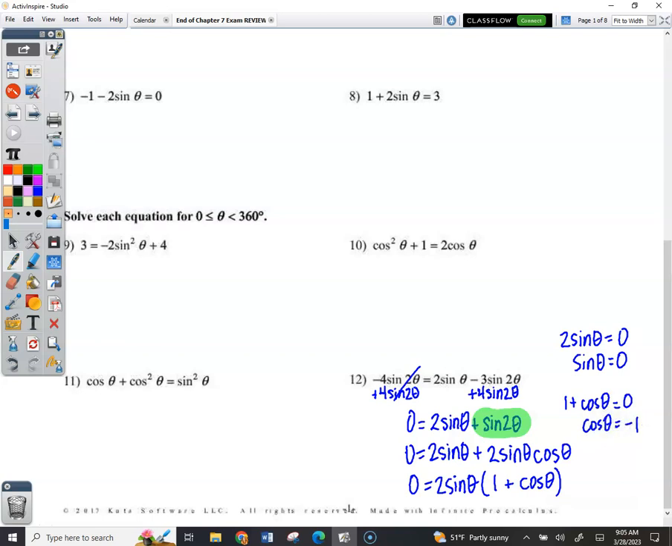So remember when you're down to that part, that's where you look at the unit circle and it's saying where is the y value 0 and where is the cosine value, the x value, negative 1. And that's how you come to the answers that it's 0 and 180.